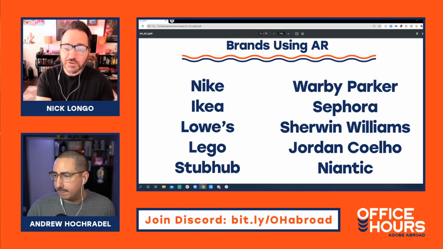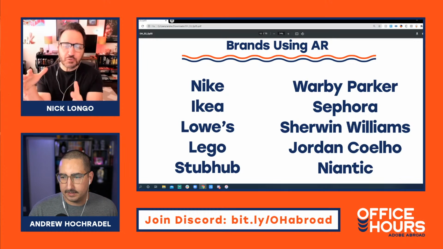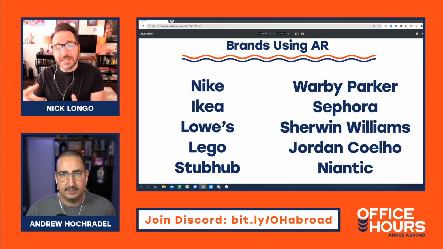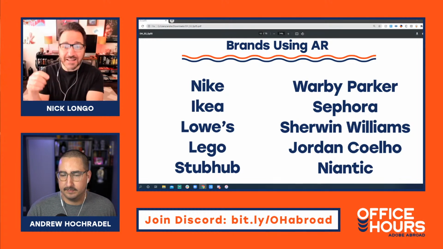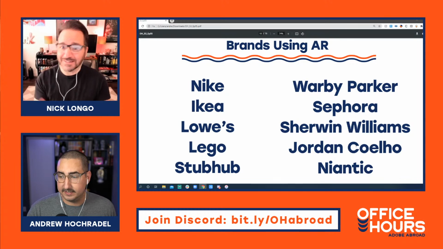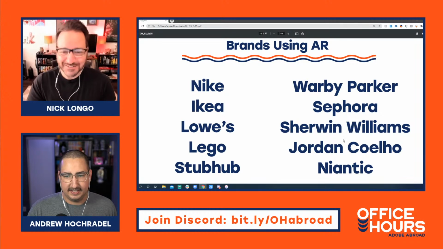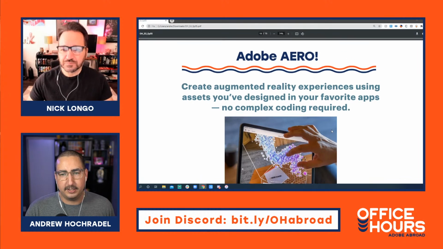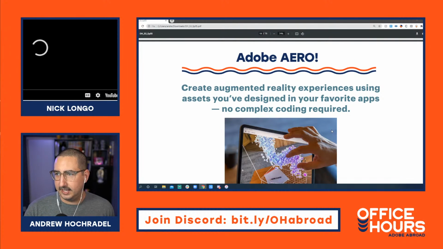Yeah. We should mention the StubHub one was really cool too. They're using it so when you're buying tickets at, let's say, a huge arena, you could see the arena in a virtual setting and see exactly where your seat's going to be. Crazy. Yes. So let's go ahead and talk about what Aero is, all that good stuff, and then we're going to hop in and just work.